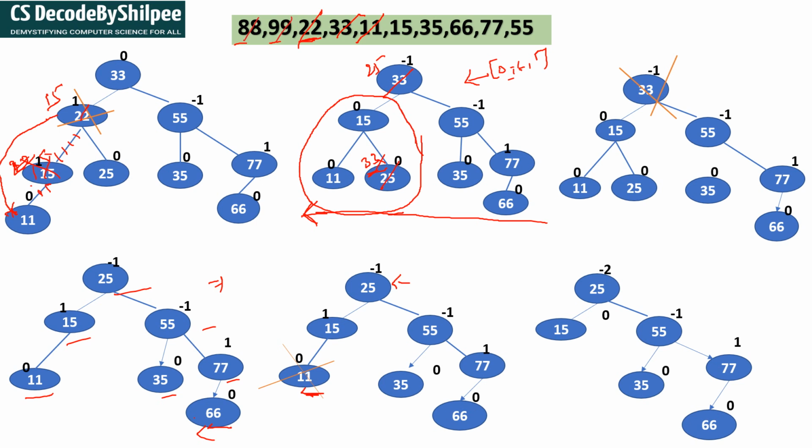After the deletion of the 11, I calculated the balance factor of each and every node and I got this tree, and I have seen that a violation occurs here. I have seen that violation at 25. So for the violation here, what will you do?